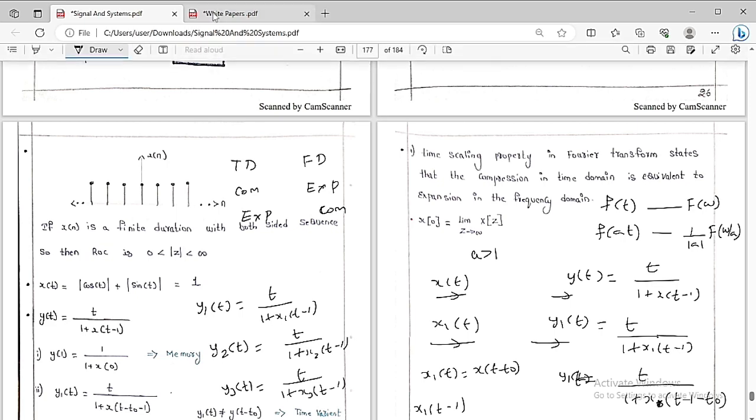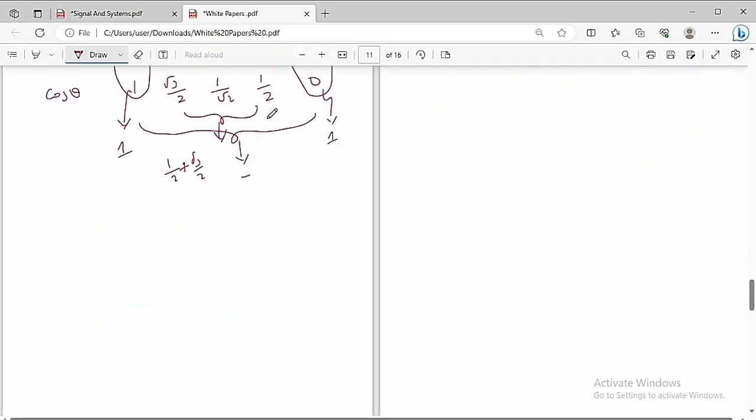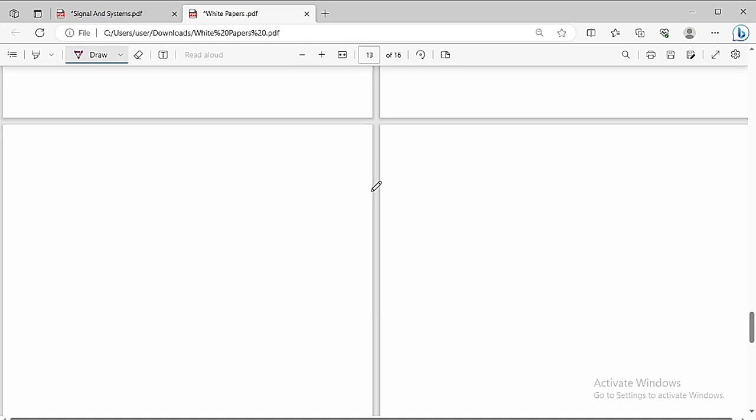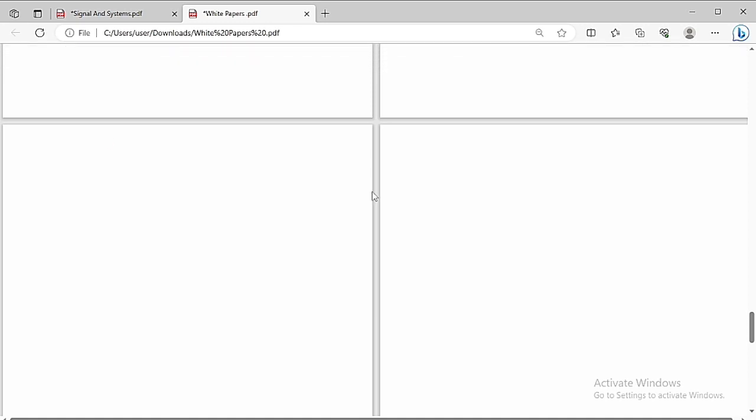This one I've already told you. Let me repeat the formula so that you can easily understand. Suppose this is in the Laplace domain and this is the z transform domain. So here f of 0 is equal to limit s tends to infinity s into F of s. Here f of infinity is equal to limit s tends to 0 s into F of s.